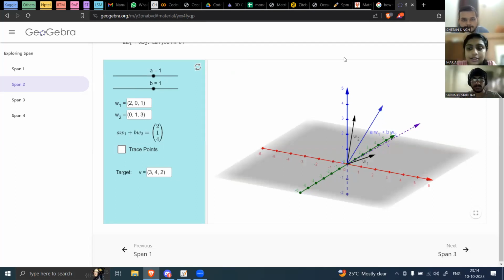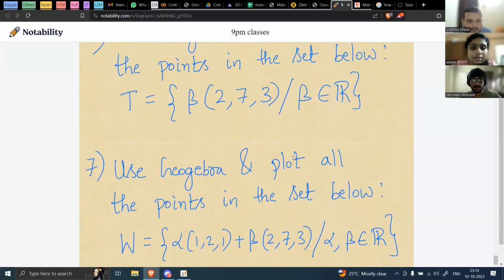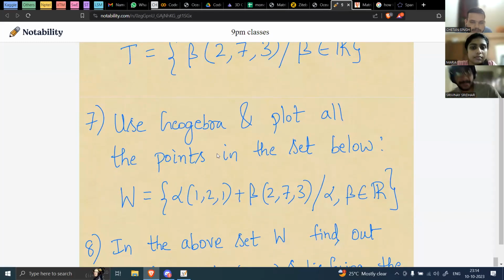Oh yeah, that figure is pretty cool. So this is the question: use GeoGebra and plot all the points in the set below. So we have alpha times (1, 2, 1) and beta times (2, 7, 3). Yeah, go ahead. So what do we understand here?